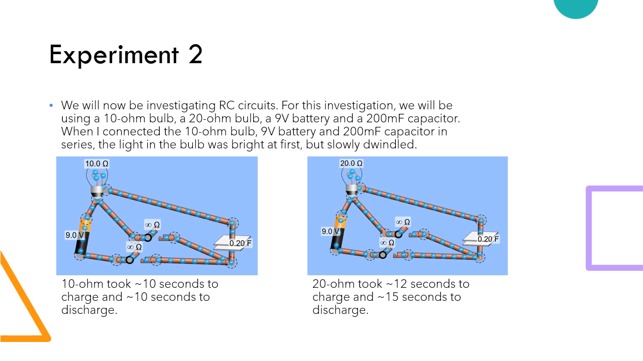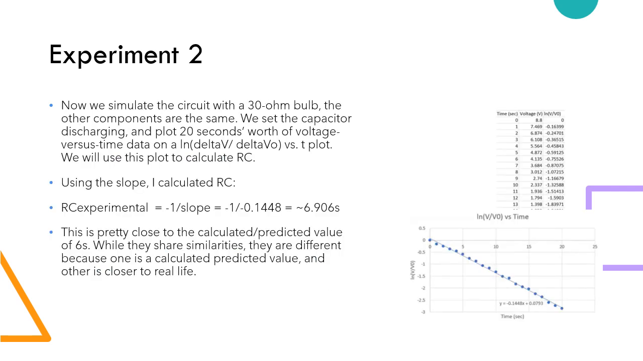The 10 ohm bulb took around 10 seconds to charge and around 10 seconds to discharge, and the 20 ohm bulb took around 12 seconds to charge and around 50 seconds to discharge, around those two. It was a bit hard to tell because it was physical, like I was measuring it myself. Now we simulate the circuit with a 30 ohm bulb. The other components are the same.